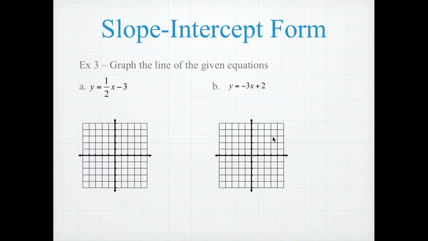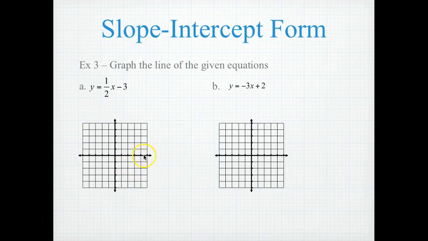Now graphing the equation, starting with the y-intercept, so we have y equals 1/2 x minus 3. So we always start with the y-intercept, which would be down here at negative 3, and we count off the slope. So in this case, the slope is 1 over 2, so we would go up 1 and over 2.